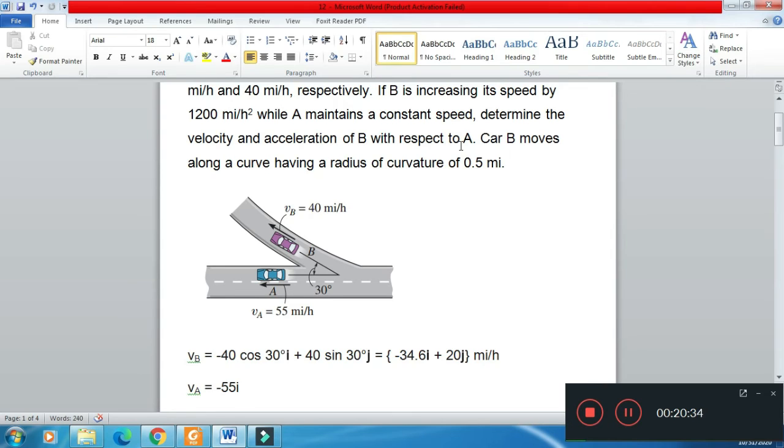In case of B, the car B is moving on a curved path, so there is some normal acceleration. The direction is changing. Similarly, it is increasing speed at a rate of 1200 miles per hour squared. So it will also have the tangential acceleration.